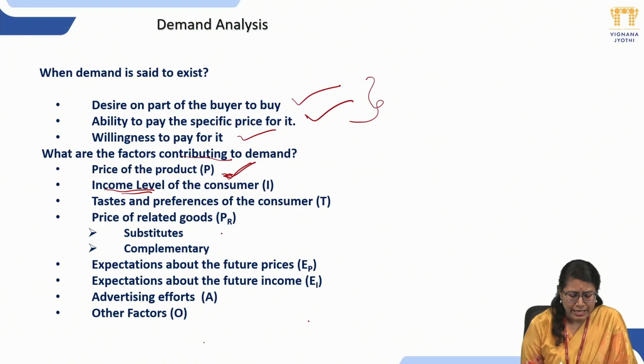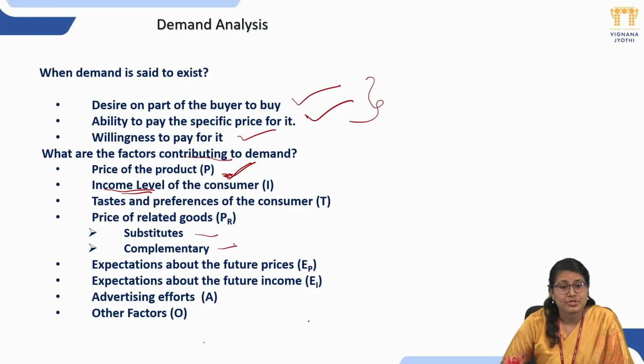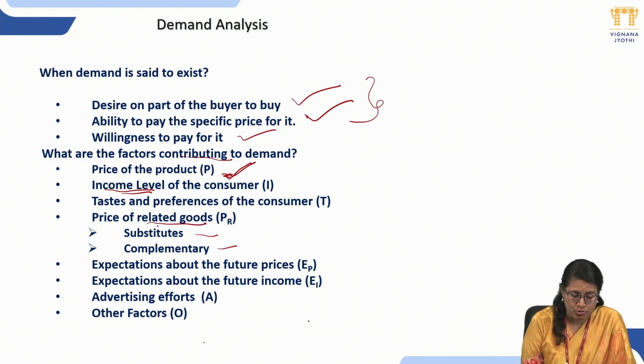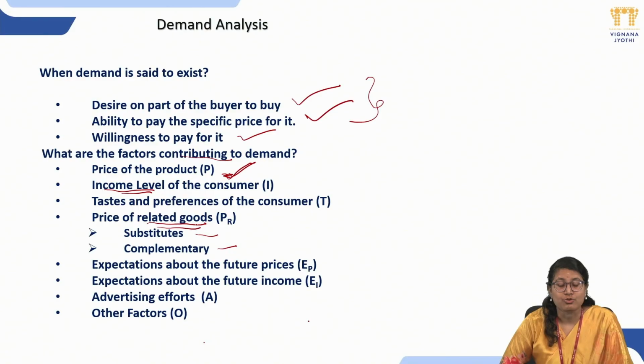Later on, I will also check some other important concepts called substitutes and complementary goods, which we call related goods. So the price of the related goods matters. What are these related goods? Substitute goods means that instead of one product, you can purchase another. Instead of an iPhone, you can purchase Samsung. That is a substitute good. Instead of one product, if you are able to purchase another product, that is called a substitute good.